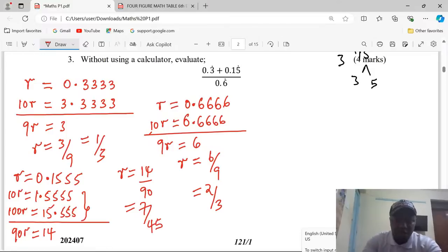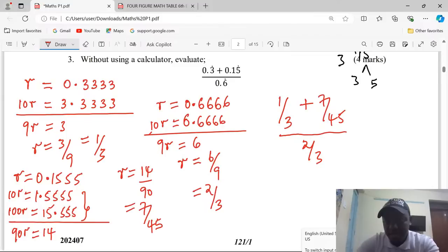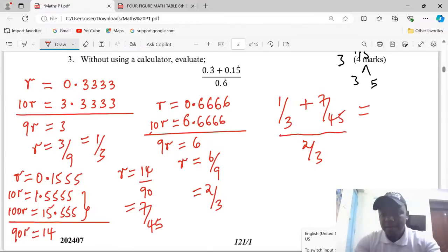Now we get back to the expression, whereby 0.3 is a third plus 0.15 is 7 over 45, divided by 2/3. So the first case, we can get a third. Okay, we are told without a calculator anyway. Let's not use a calculator. The LCM shall be 45.